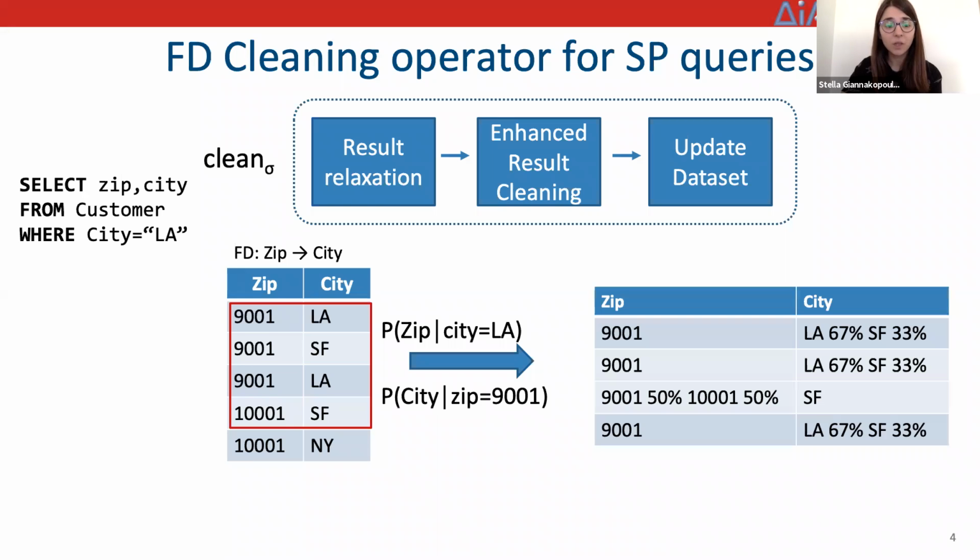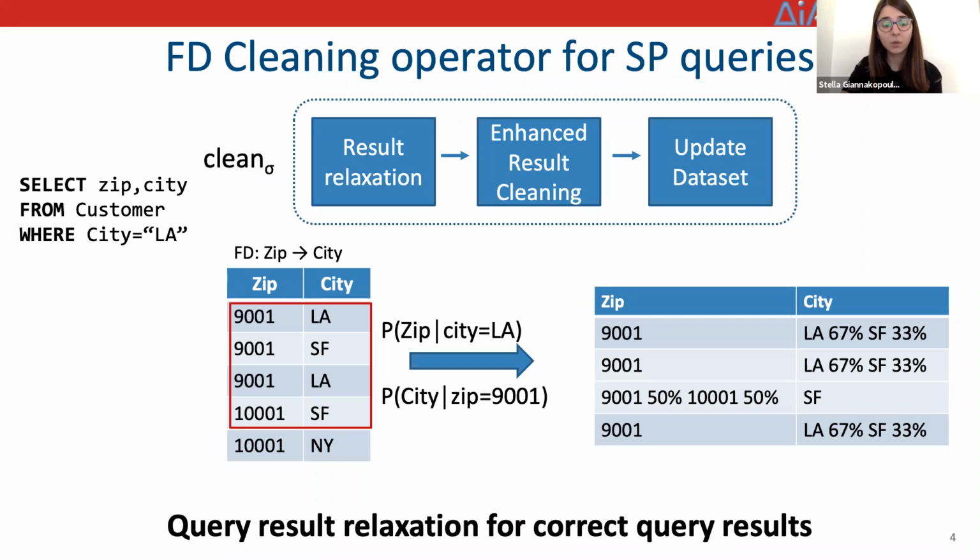Therefore, based on this information, we can compute the candidate values and their probabilities using the conditional probabilities, similarly to what we mentioned already. And therefore, the first tuple has two candidate values for the city. And we also observe that the second tuple has two candidate pairs of values, and these are in the case where we either fix the zip code in the conditional probabilities or the city value, which is San Francisco.